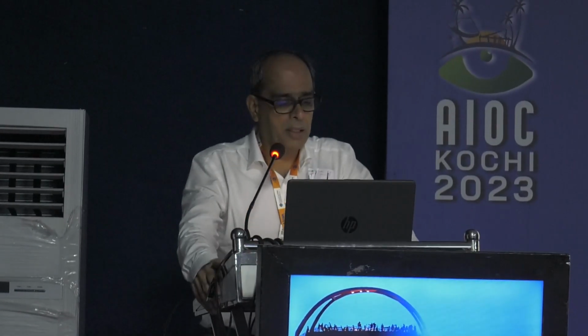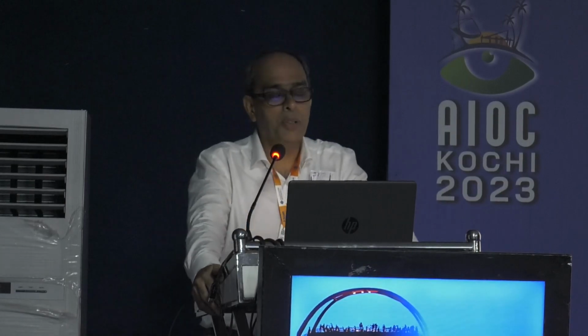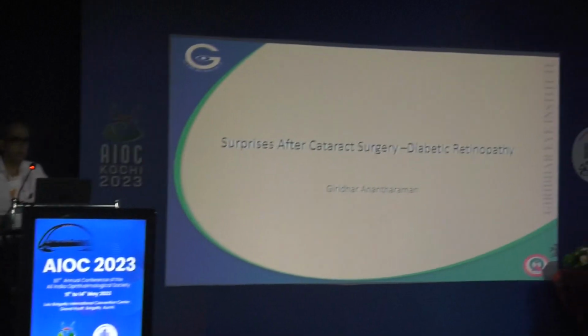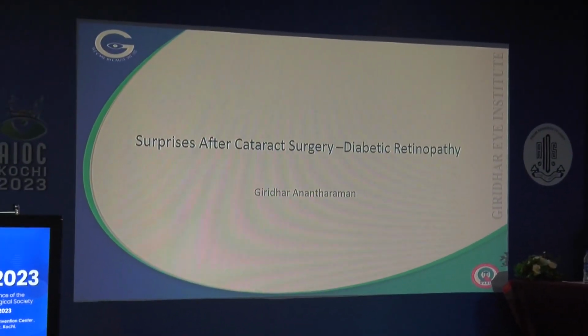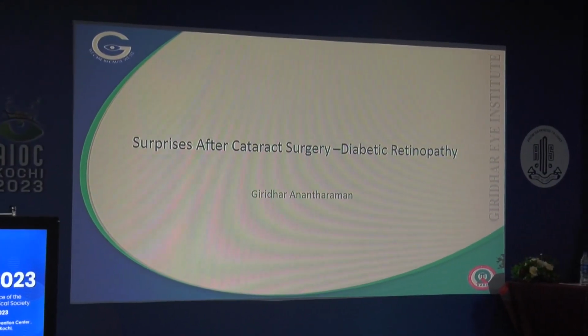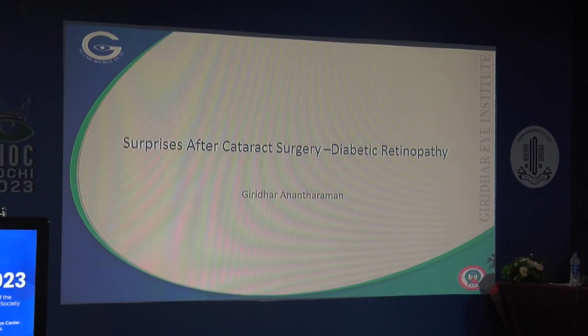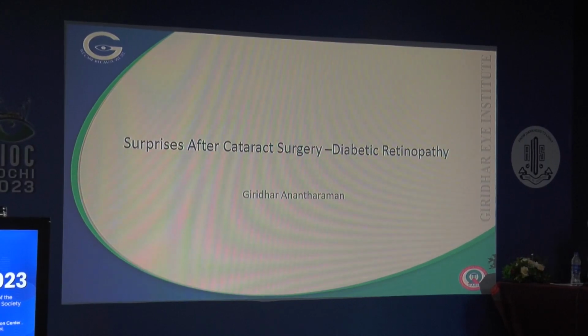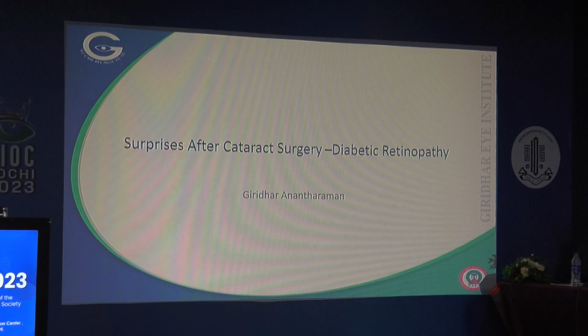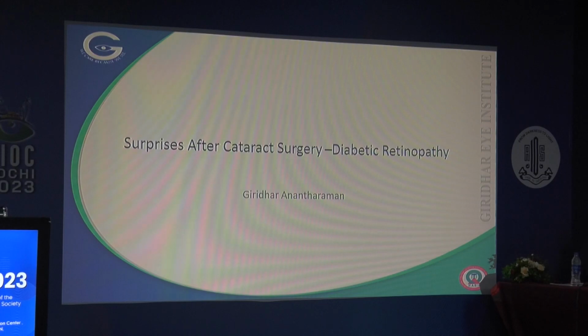So my topic is surprises after cataract surgery in eyes with diabetic retinopathy. We are all aware that in any patient who's going in for a cataract surgery with underlying diabetic retinopathy, there are two or three things that we need to do. One is to see whether the defective vision is primarily due to the cataract or primarily due to the diabetic retinopathy. I think this is very, very important.